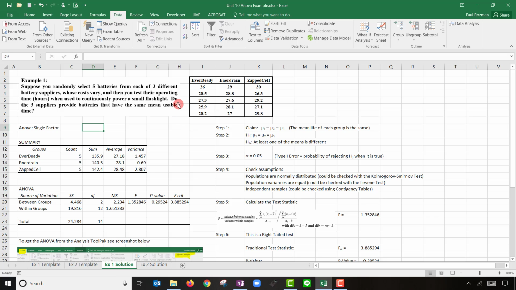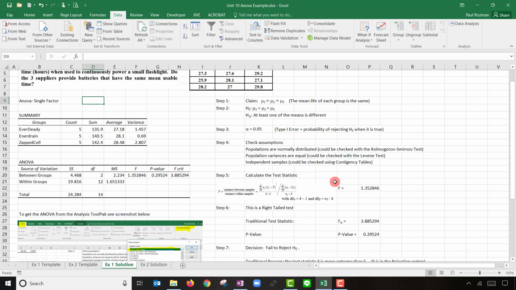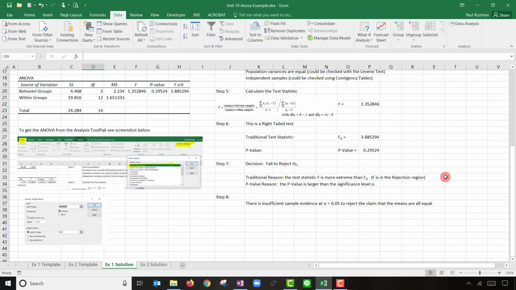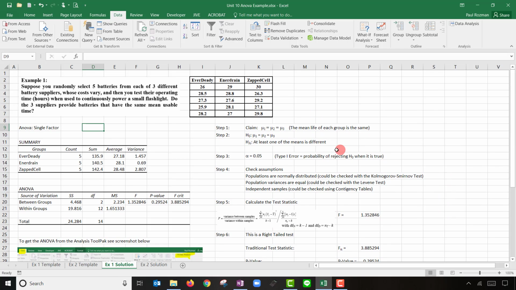So I kind of went with the assumption that when they asked the question, do the 3 suppliers provide batteries that have the same mean usable time? I said that was the claim, that the means were all equal. For your reference, I posted sort of how I got the ANOVA table. Just a short little screenshot there, so you have that.